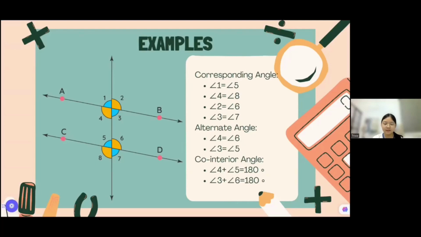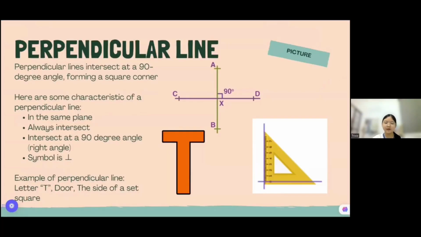For alternate angles, there are 2, and there are 2 co-interior angles also. Now I'm going into perpendicular lines. Perpendicular lines intersect at a 90 degree angle, forming a square corner.